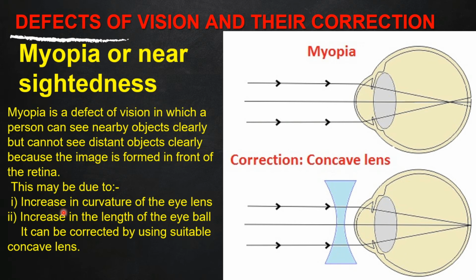One is increase in curvature of the eye lens, the other is increase in the length of the eyeball, that means elongation of eyeball. So it can be corrected by using a suitable concave lens. So for seeing the object which is at distance, we will use the lens as a concave lens.